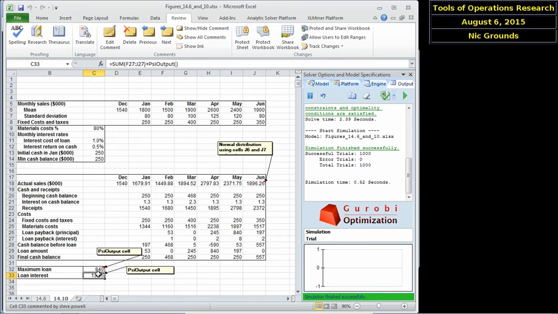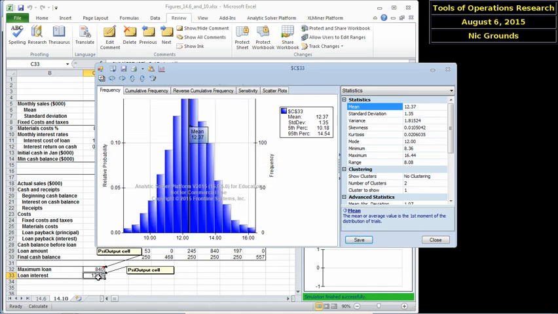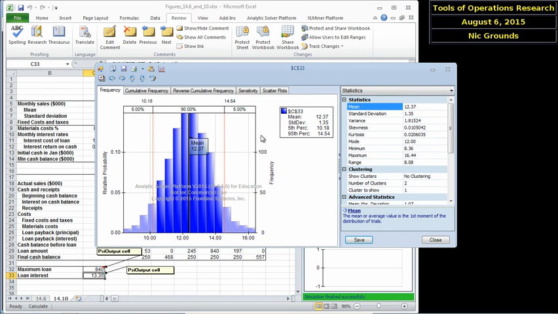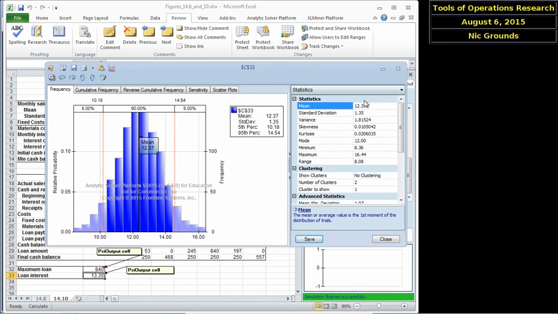Okay, so on average, if I click on this, or double click on this, the mean, which is shown here on the screen or over here on the right, on average we have to pay back about $12,000 in loan interest, $12.37 thousand. Just reading what the values here are, there's a 5% chance we will pay back $14.5 thousand or more in loan interest. There's a 5% chance we'll pay back $10.18 thousand or less of loan interest. And a 90% chance we'll fall somewhere between those two.